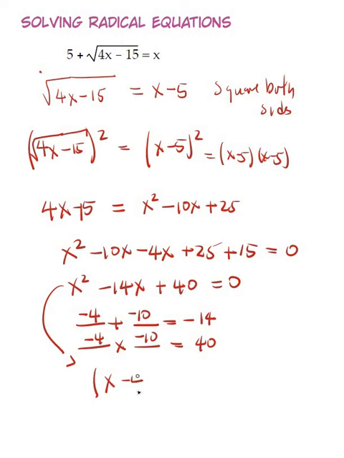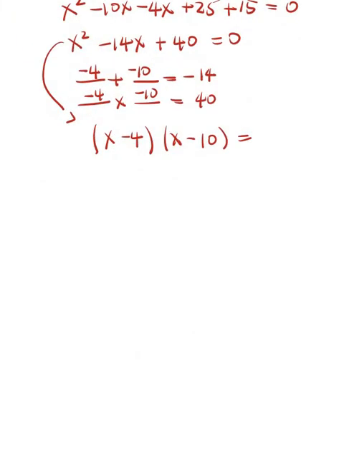x minus 4 times x minus 10. Oh, minus 10, and I put a 4 there. Well, erase this thing. Minus 10, please, is equal to 0. And here is where we're going to get their solutions. Because when x minus 4 is equal to 0, x is equal to 4. When x minus 10 is equal to 0, x is equal to 10.